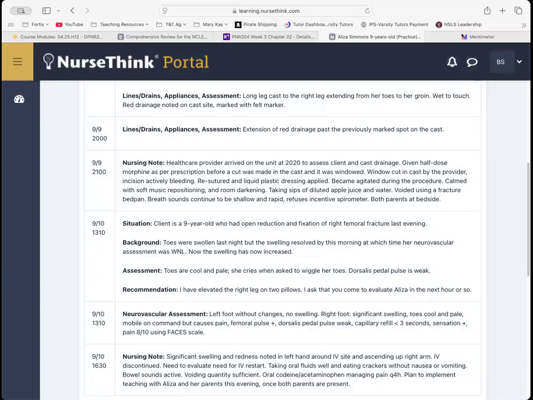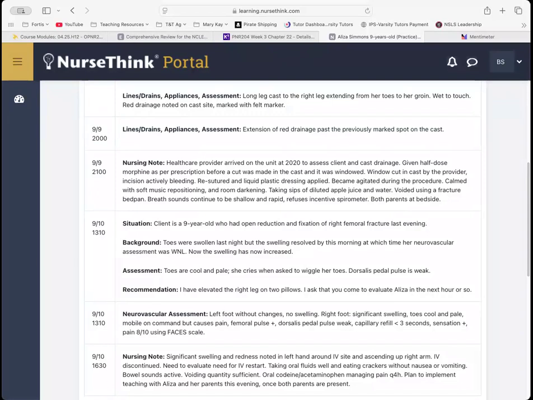Our toes were swollen last night, but the swelling resolved by this morning, at which time her neurovascular assessment was normal. Now we have increased swelling. So that's why we're calling. Then we're going to go into what we're seeing. So our assessment: our toes are cool and pale. She cries when asked to wiggle her toes, and she has a weak dorsalis pedis pulse. And then we're going to go into our recommendations. So what have we done so far, and what do we want to have happen? So far we have elevated that right leg on 2 pillows, and we would like the physician to come and evaluate her within the next hour.